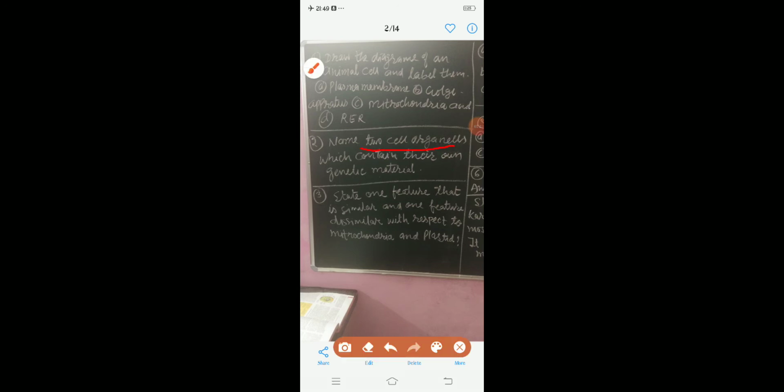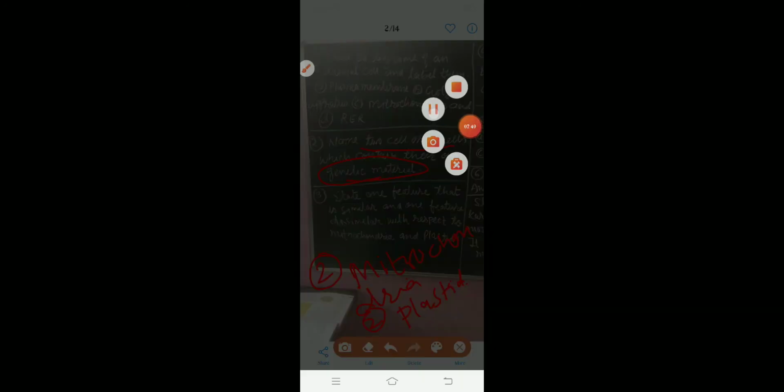The next question is, student, name the two cell organelles which contain their own genetic material. So the answer of the second question is, the two cell organelles which have their own genetic material are, one is mitochondria and second is the plastid. So student, this is the answer of question number 2.